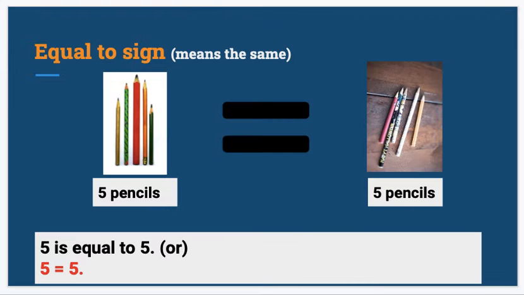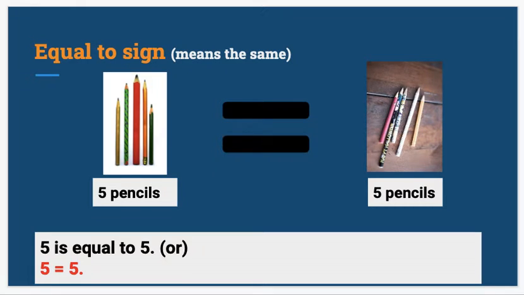And our last symbol for this lesson is the equal to sign. You all are familiar with the equal to sign. When two numbers are the same value, the same quantity, we put this equal to sign, right? Here I have 5 pencils and I have another set of 5 pencils. 5 is equal to 5, or 5 with the equal to sign, 5.